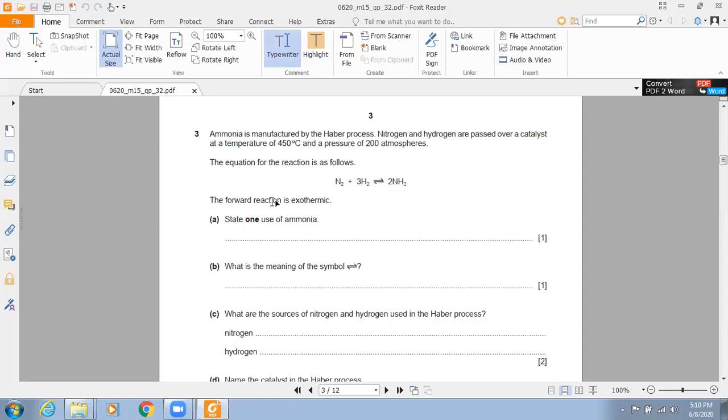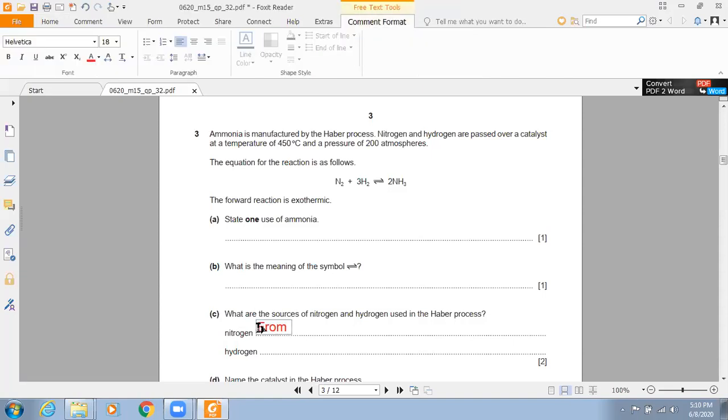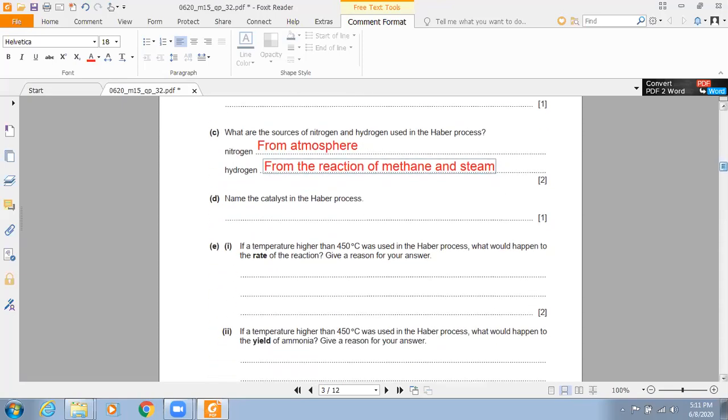So nitrogen we can write from air, from atmosphere, and hydrogen from the reaction of methane and steam, or simply from methane, simply from steam, both can be written, no problem. Okay, name the catalyst in the Haber process. What is the catalyst used in the Haber process?